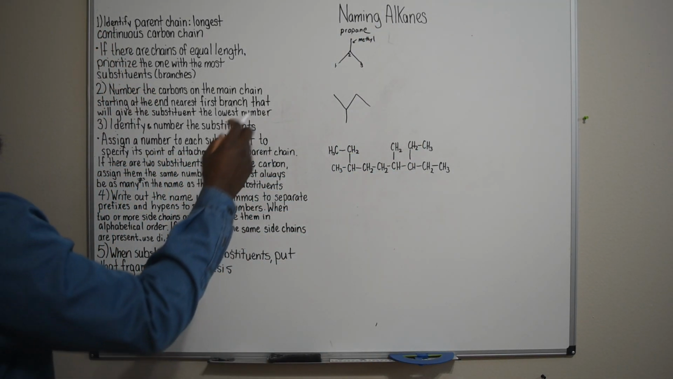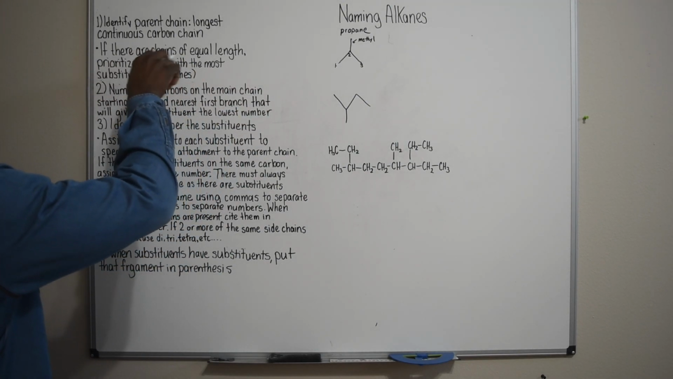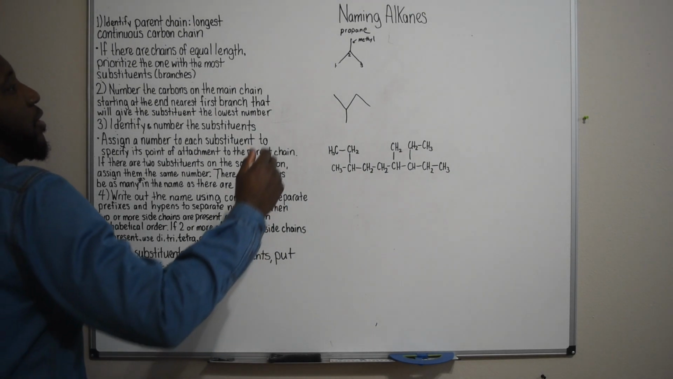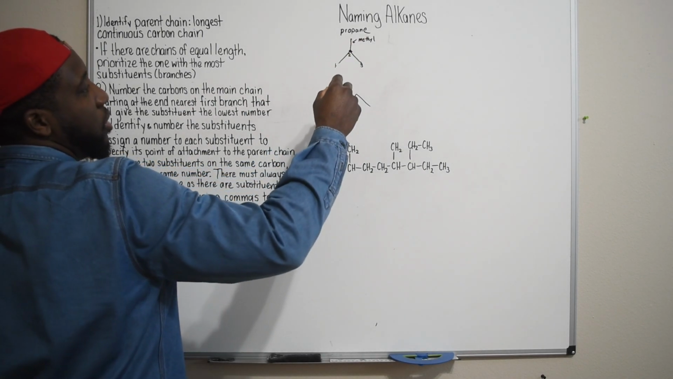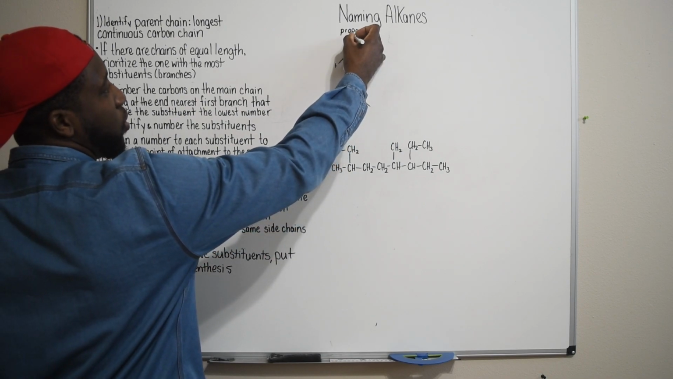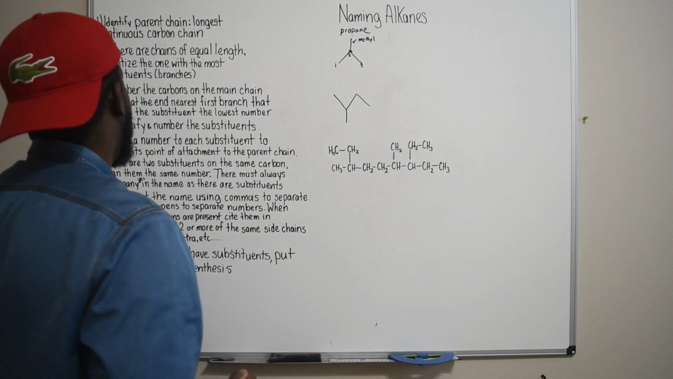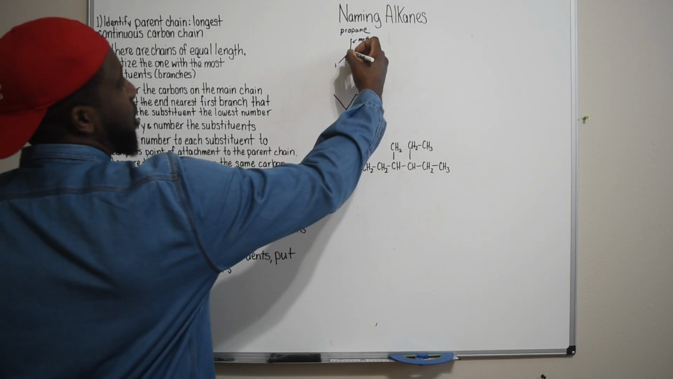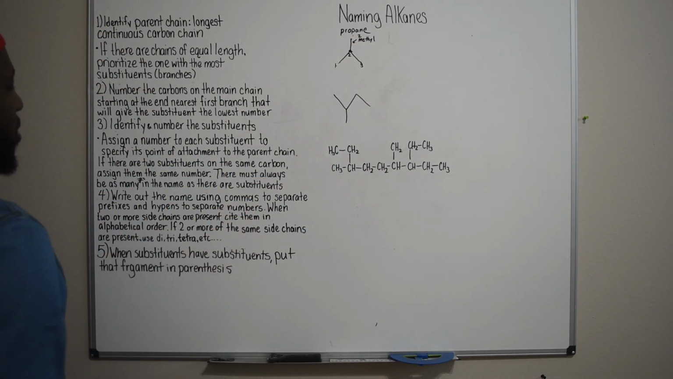So we identified the chain, we numbered the carbons, and did we follow rule number 2 so that the branch has the lowest number? Which carbon is this methyl on? It's on carbon 2. What if we said this was carbon 1? 1, 2, 3, it will still be on carbon 2, so it's all good. Assign a number to each substituent to specify its point of attachment. So it is carbon 2, so this is 2-methyl. Now we write out the name.